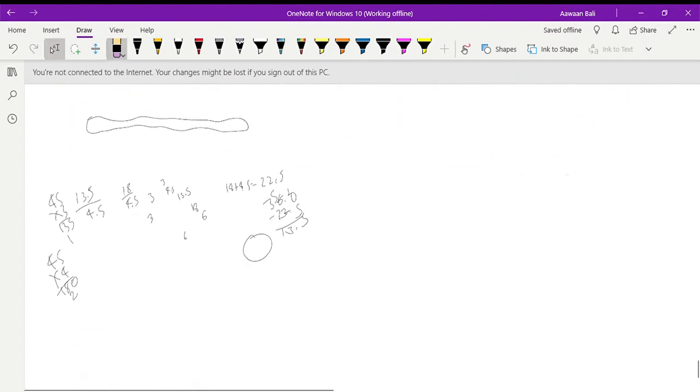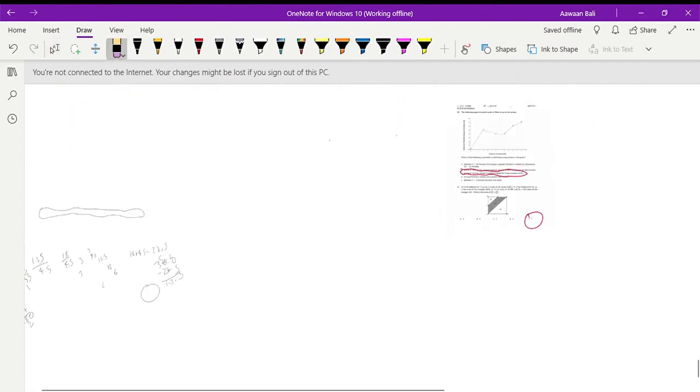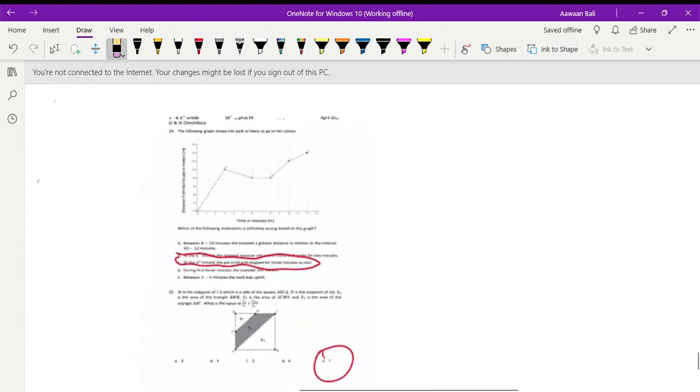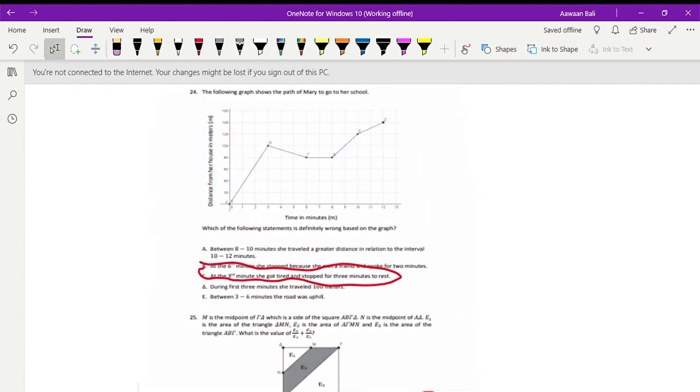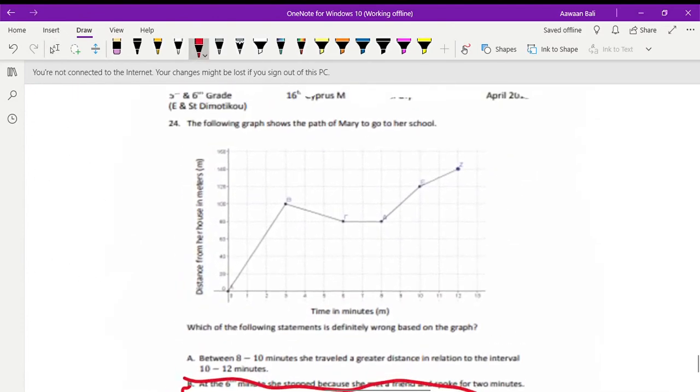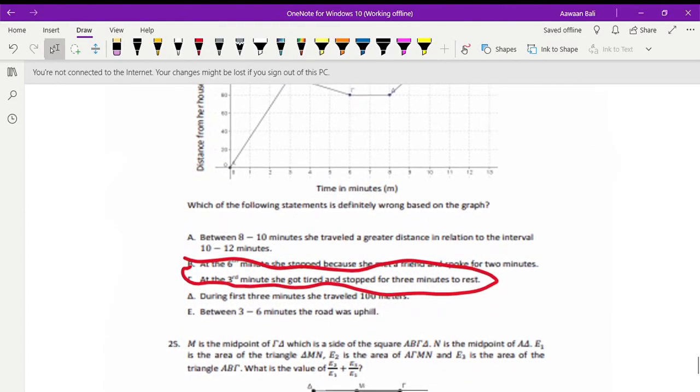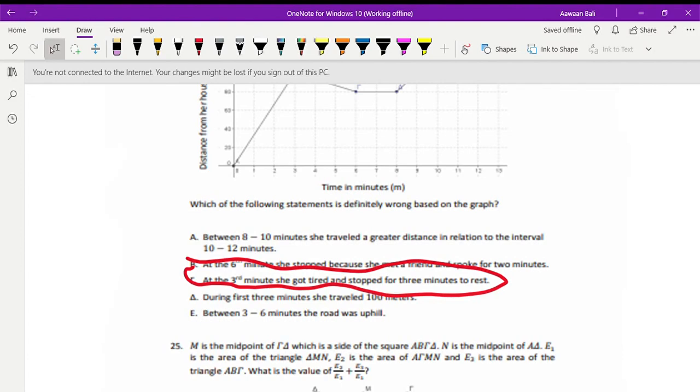Okay, now for this one, I'm going to use a small eraser. Okay. So, the following graph shows a path of Mari to go to her school. Which of the following statements is definitely wrong based on the graph? The answer is gamma. At the 3rd minute, she got tired and stopped for 3 minutes to rest.